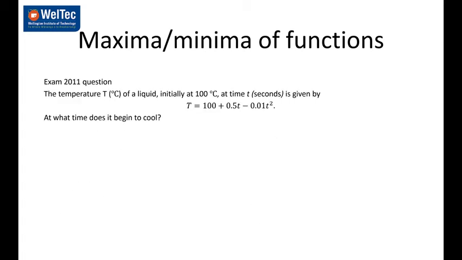This is an old exam paper, our old exam question. Find the derivative, make it equal to 0, solve it for t, and you find that t is equal to 25 seconds for your maximum or minimum.